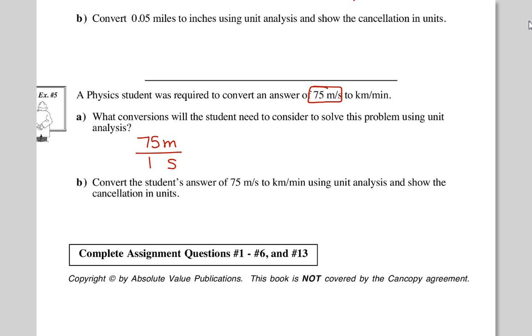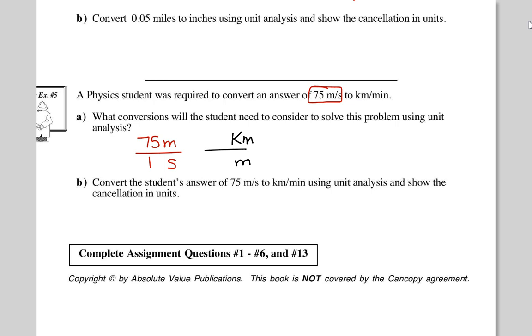And we want to get to kilometers per minute. We don't want meters up top, we want kilometers up top. And we don't want seconds on the bottom, we want minutes on the bottom. So let's just work with the meters first. I want the meters to go away, right? So it needs to go in the bottom. And I want kilometers to show up. So kilometers needs to go in the top. That's the hard part. You need to think about that.